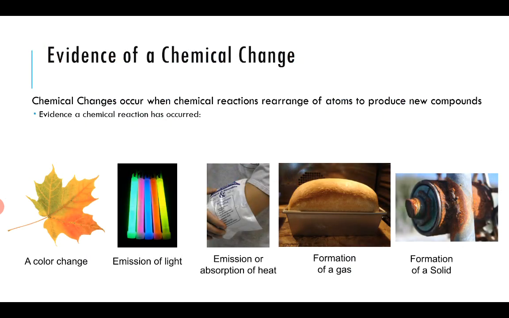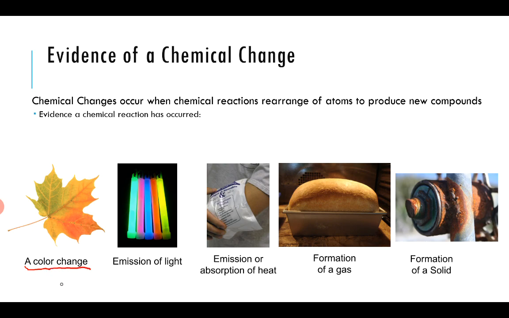So there are some visual clues that a chemical change has occurred. Just because one of these visual changes has occurred doesn't mean a chemical change necessarily occurred, but it is quite possible it did. One example of a chemical change is if you see a color change.